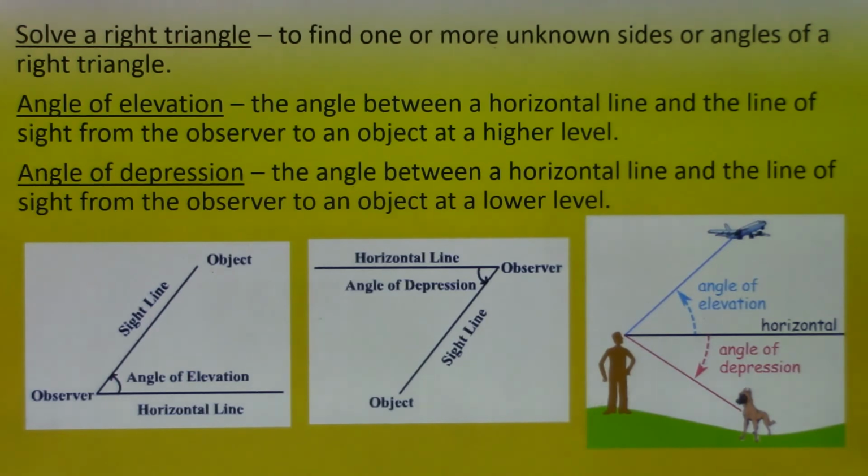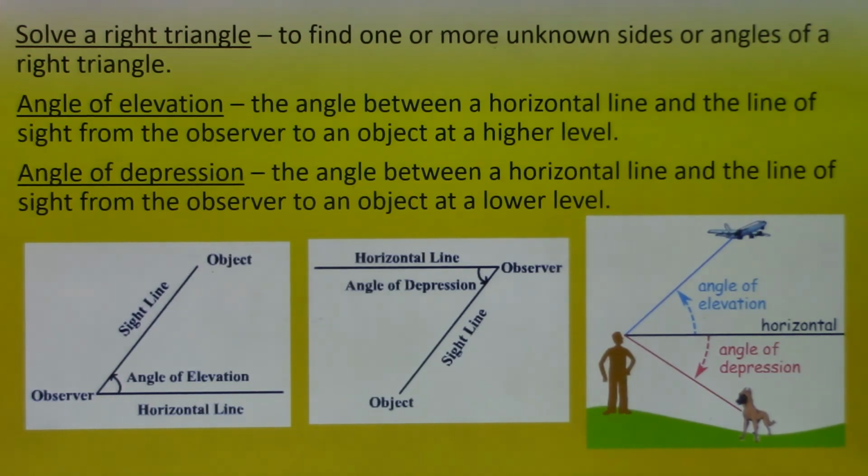Elevation means up. So angle of elevation means it's the angle that's going upward. And that's basically what it says. It's the angle between a horizontal line and a line of sight from the observer to an object at a higher level. How about angle of depression? Depression is kind of like down. Someone that's feeling depressed or sad means they're feeling down. So that's what angle of depression is. It's down, basically. So the definition of angle of depression is as follows: the angle between a horizontal line and a line of sight from the observer to an object at a lower level.